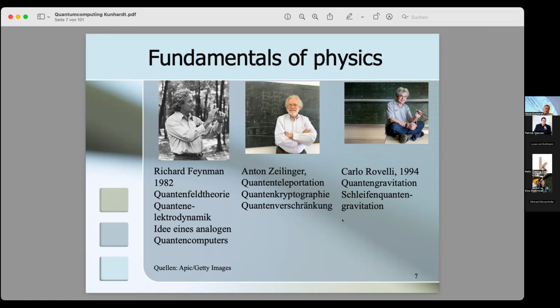So it had nothing to do with the science fiction Enterprise and Captain Picard. Anton Zeilinger realized a quantum teleportation. That means transporting the state of a quantum system via a fiber or via lines, using this entanglement.